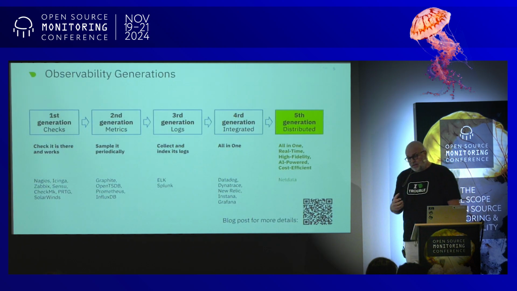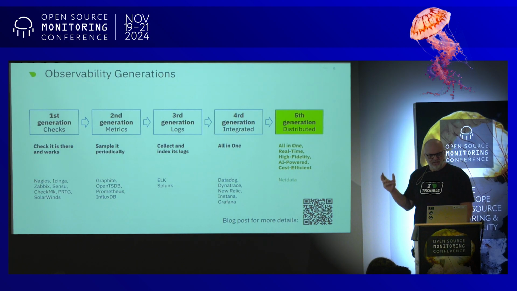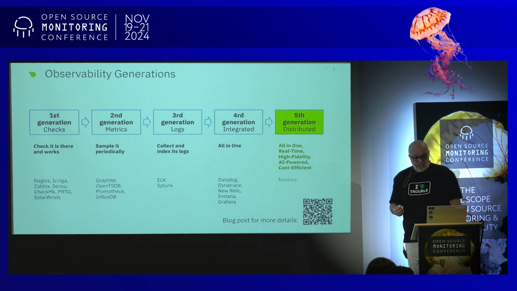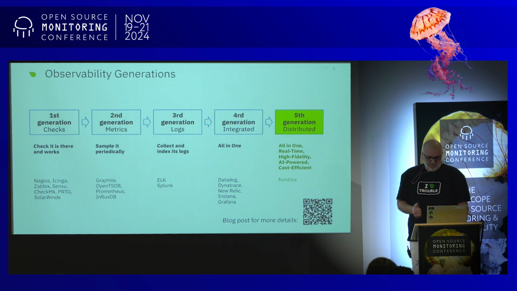Netdata is what I consider the latest generation of observability tools. We don't have tracing yet. We are going to add it this year, 2025, actually. But it is all in one. Tracing is missing, but it is real-time, high fidelity across the board, AI-powered, and extremely cost-efficient. So I consider it the next generation.